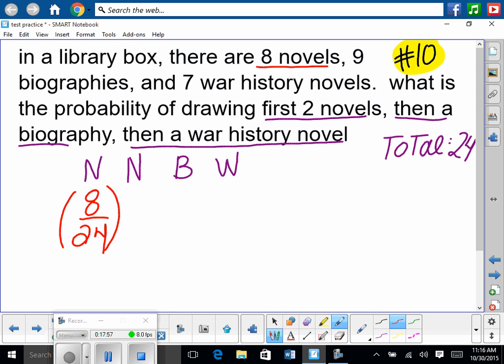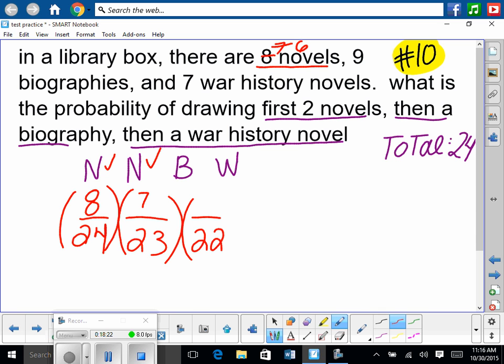All right, so now let's say we chose a novel. Now there's not 8 novels, there's only 7, giving us 23 total now. So now what's the probability of drawing a novel? It's 7 out of 23 chance of drawing a novel on our second draw. Moving on, now we've drawn another novel, so there's only 6 novels. So now there's only 22 books total because we've drawn 2 novels.